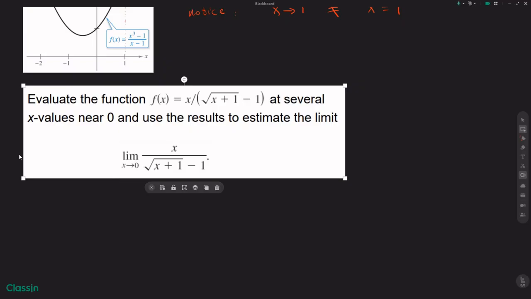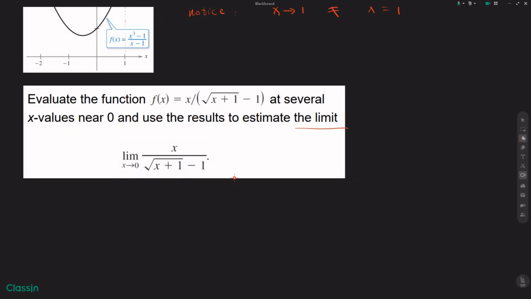So let's see. We're trying to figure out when x is near 0, or let's say it's just getting super close to 0. What will be the trend of the function value of f of x? So we're trying to do the same thing like we just did. The fancy way to say that is to get the limit of the function f of x when x is approaching 0. You put the limit notation like that.